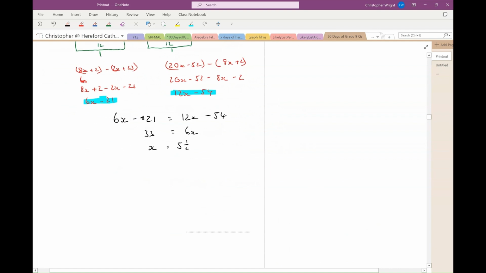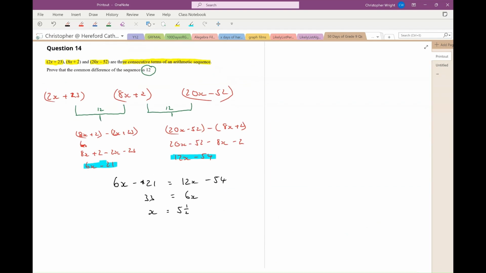Now I've got to prove the common difference is 12. There are two ways of doing this now. I've got an expression for the common difference. It's that or that. So I could substitute x is 5.5 into there and show it's 12, or into there and show it's 12, and that would be perfectly acceptable.